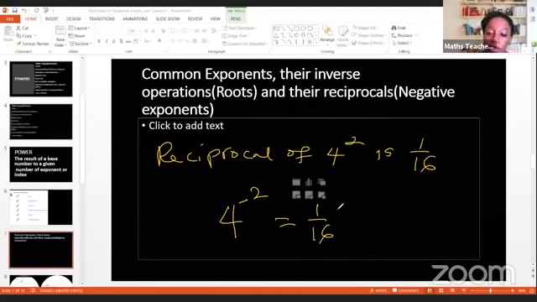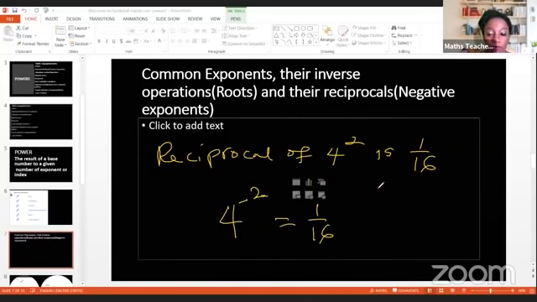Now, remember, when you're given this in exams, you should be able to work it out easily. Once you know what the reciprocal is, 1 divided by the number you're given, then you would know that you can write it as a negative exponent.